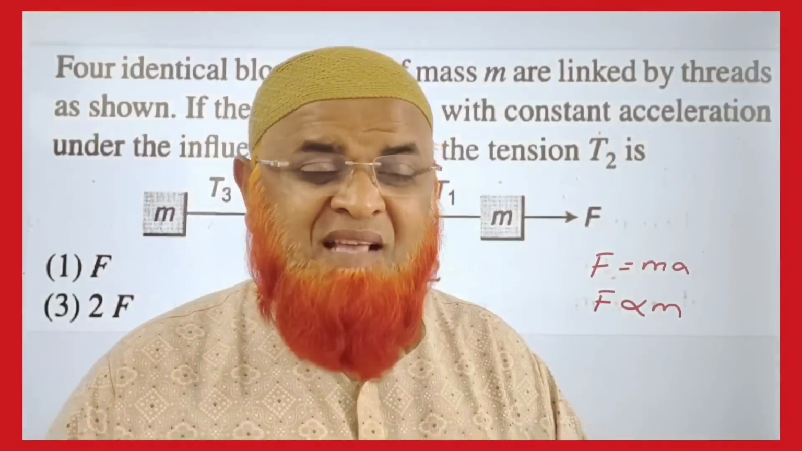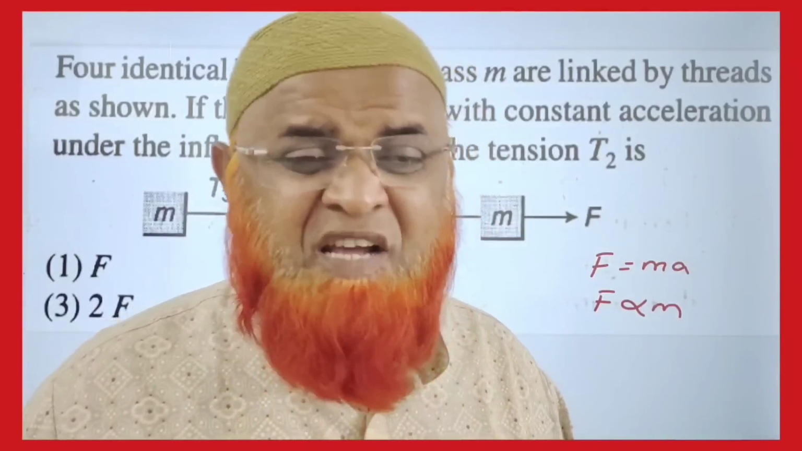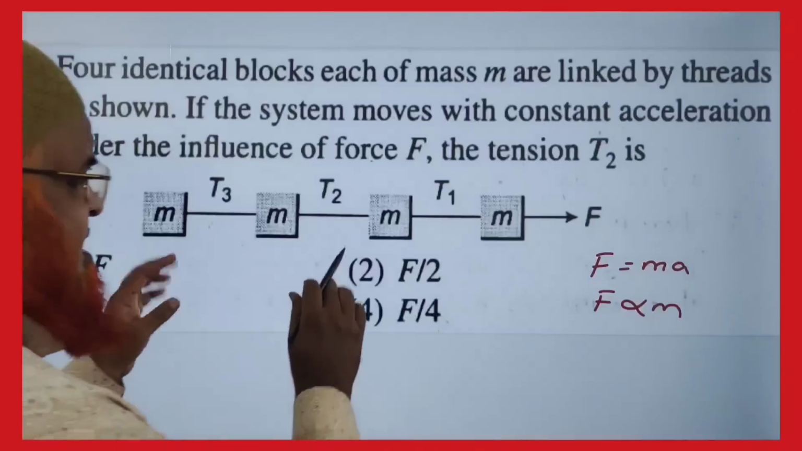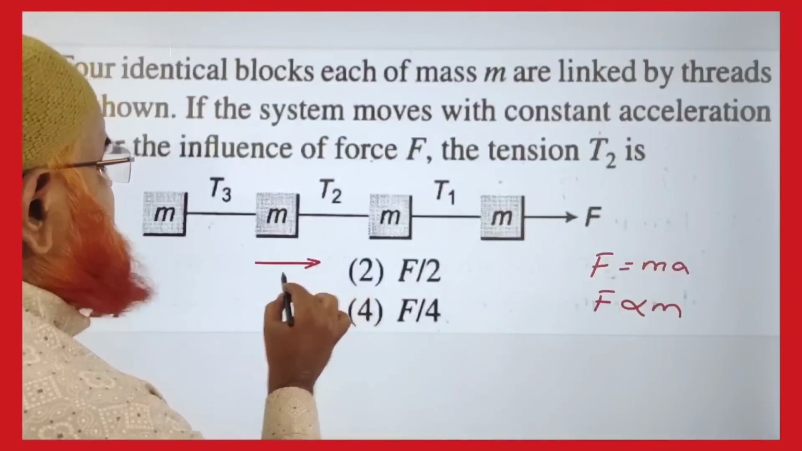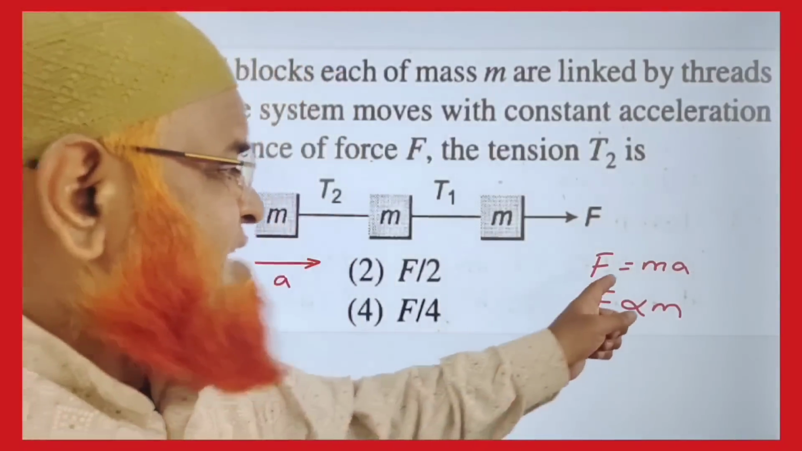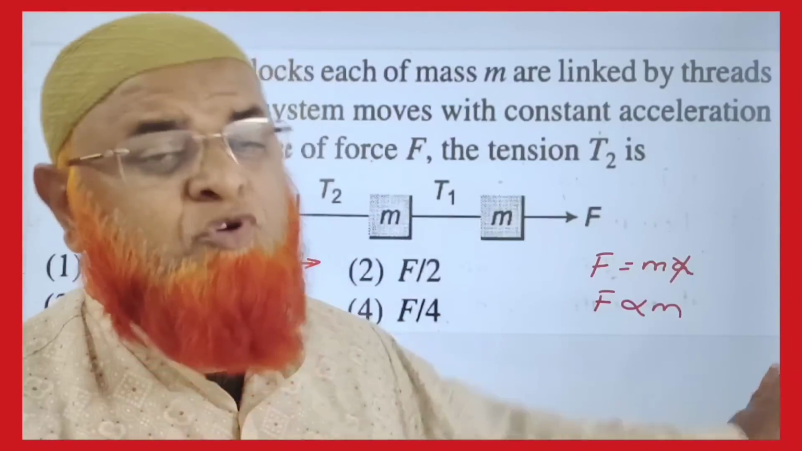My dear students, let us solve this problem in a different style, which you will not find anywhere on the internet. Let us discuss it now. You can see here all the masses have been pulled by the force and the acceleration for all the masses is going to be the same. And you know Newton's second law says that F is equal to ma. When acceleration is constant, F is directly proportional to m.